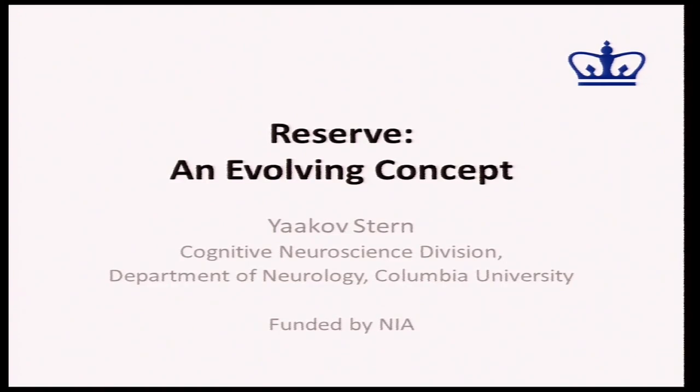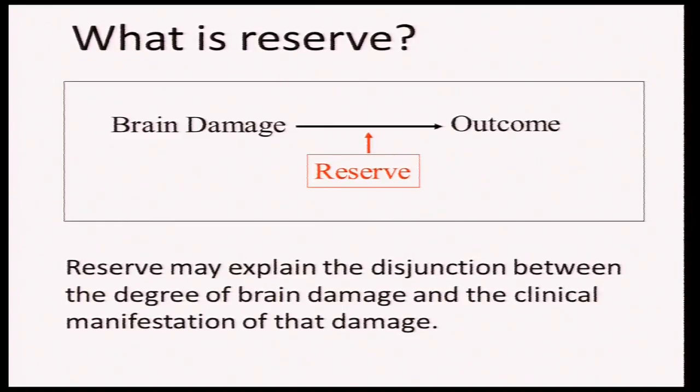A lot of the slides I'm going to show are ones that many of you have seen before, but I think my job is to set the stage, offer some definitions and some concepts that we can work on and discuss going forward. So the basic idea of reserve is that there are brain changes that occur that result in clinical outcomes, but as we now know, there's not a one-to-one mapping between the brain changes we can measure and the cognitive outcomes. The concept of reserve has been offered as a moderator, something that influences the effect of these brain changes on cognition.